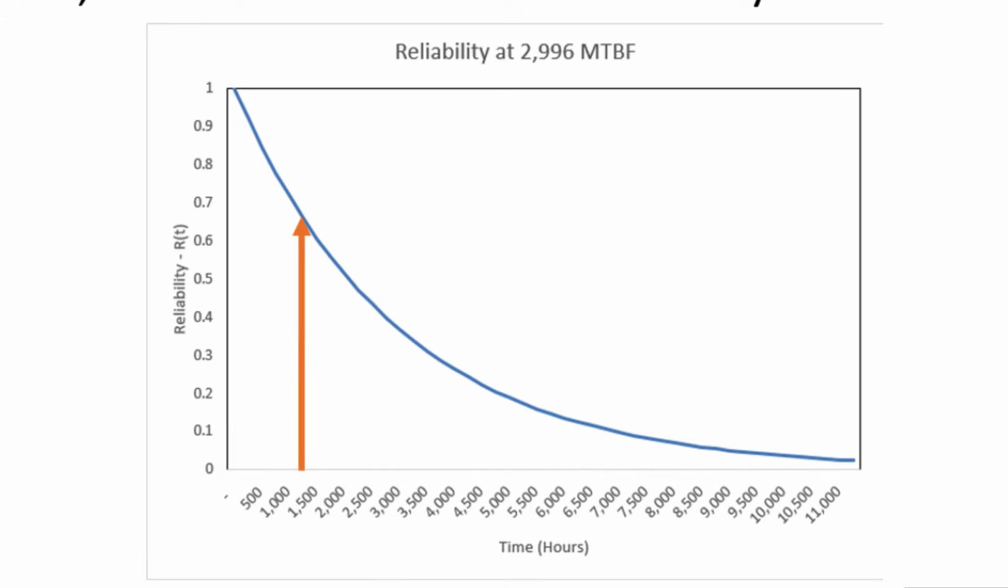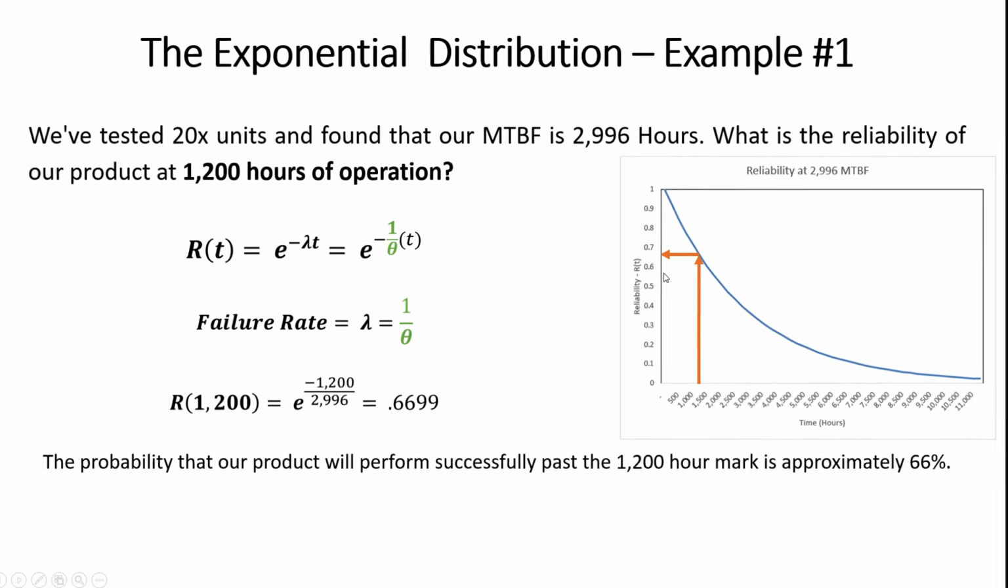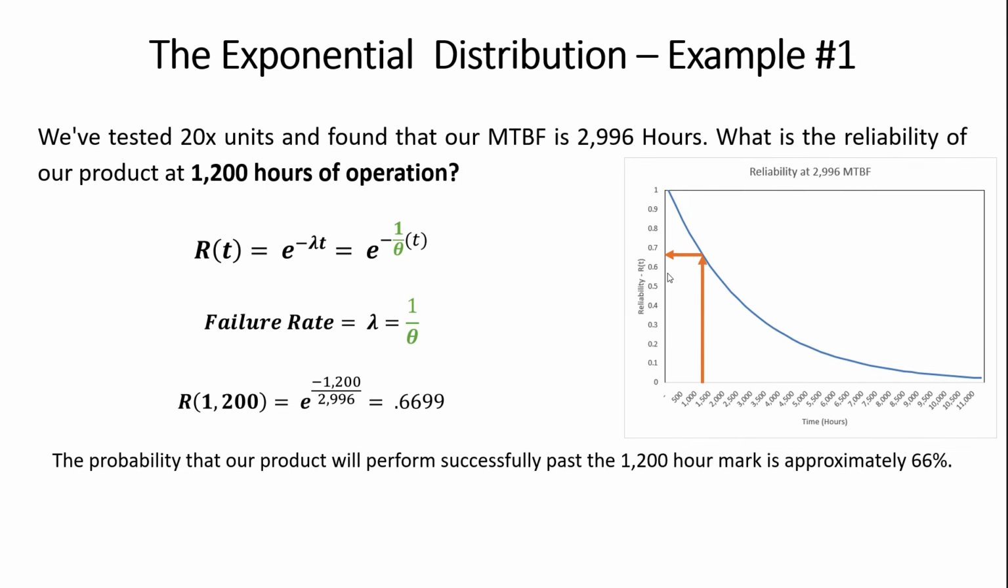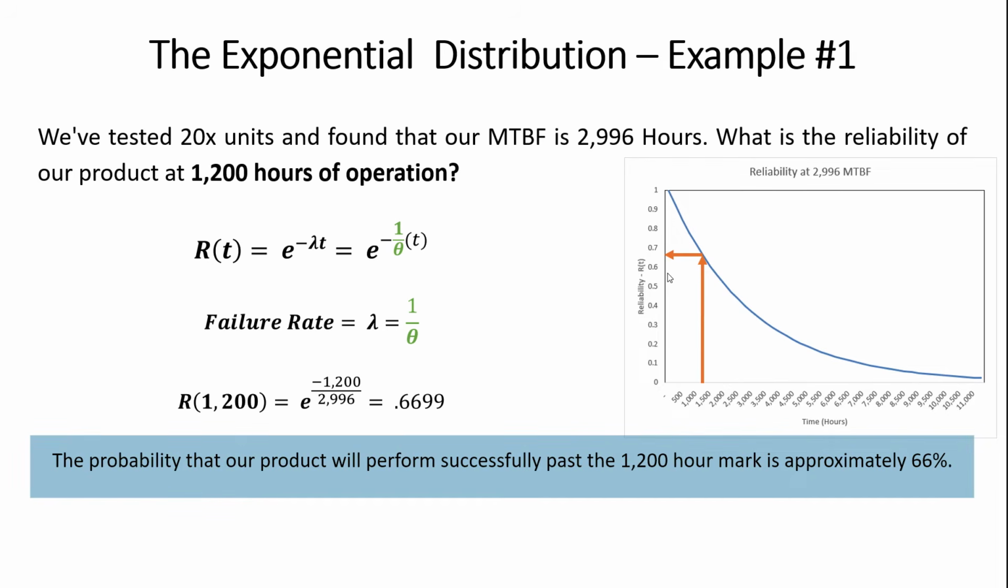Now, if you come over here to the actual reliability graph and you find 1,200 hours here on the x-axis, right, because this is time, you find 1,200 hours and you come across and you go, that looks about right. We have about a 66, 67% reliability at that stated instance in time. Now, you can interpret this two ways. If you think about it as a single unit, the probability that that single unit successfully performs past the 1200 hour mark is 66%, right? Just one unit, the probability of operating past 1200 hours is 66%.